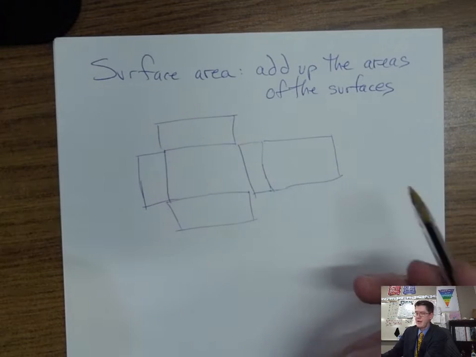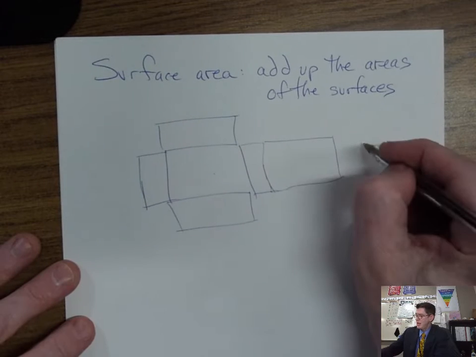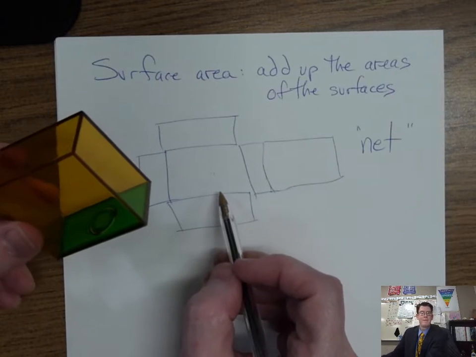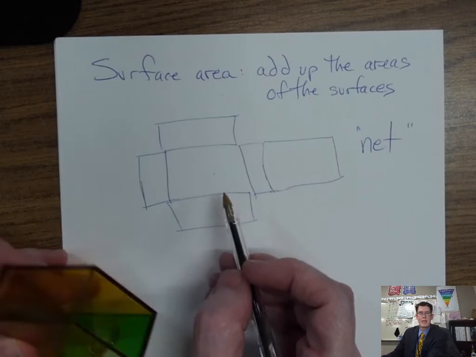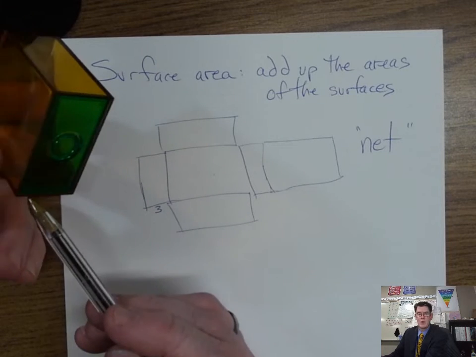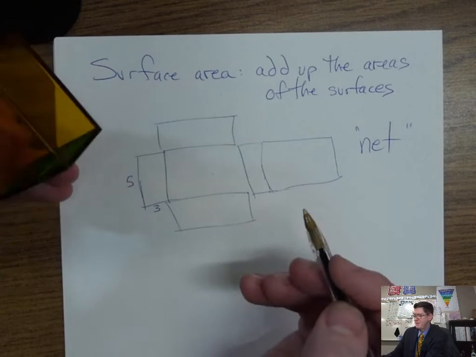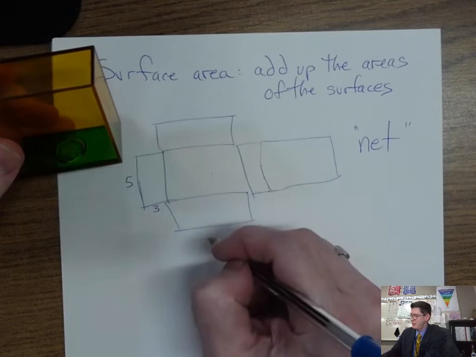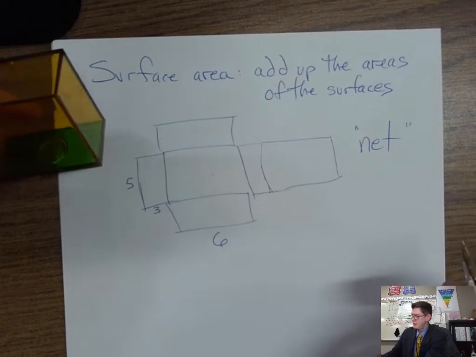Well, whoa, what have I just done? I've just written what's called a net for this item. And let's say that the distance of this rectangle is 3 by 5. And let's say that this distance right here is 6.